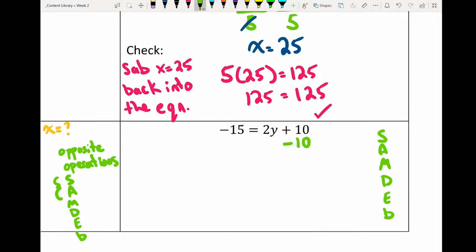So I minus 10 on the one side. I also have to minus 10 on the other side to balance things out. It'll cancel out on one side, so I'm left with 2y, and negative 15 minus 10, I get minus 25.